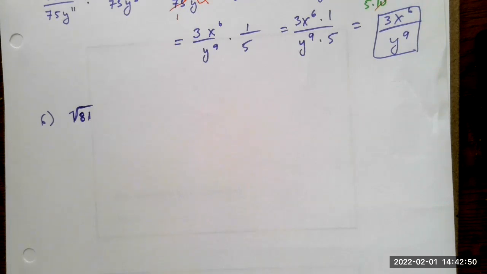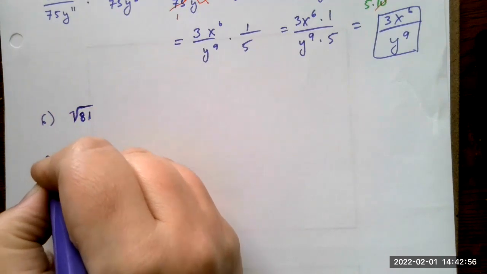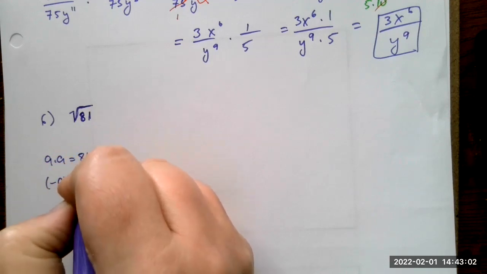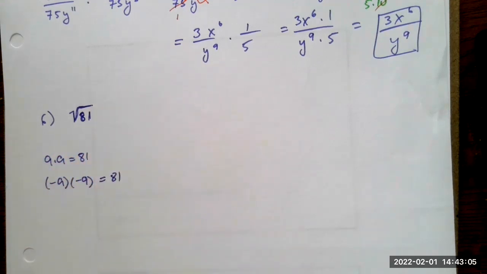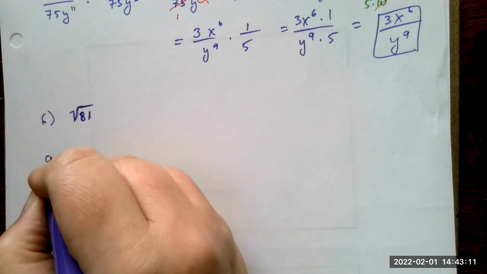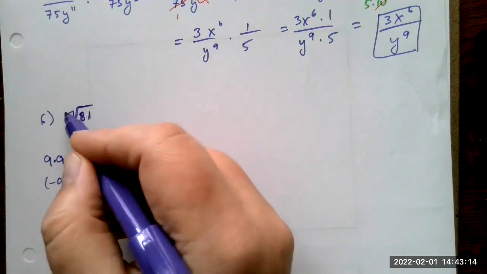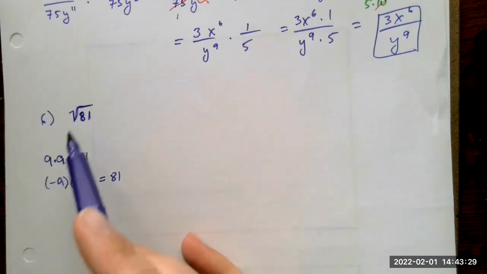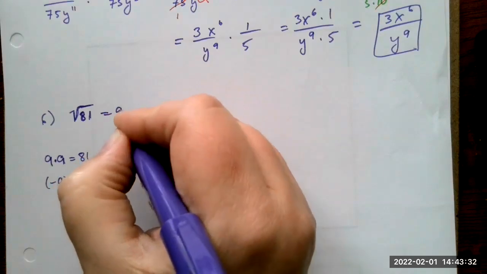So, and we have 2 of them. We have 9 and we have -9, right? So 9 times 9 is 81. And also -9 times -9 also is positive 81. So technically 81 has 2 square roots, but this symbol refers to a positive root only, which is called a principal root. So this symbol says out of those 2 roots, choose the positive one. So the correct answer to this is just 9.